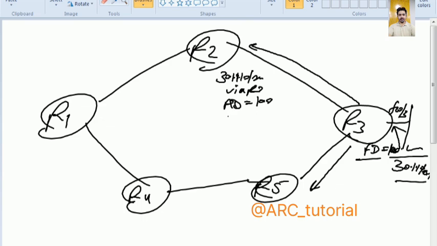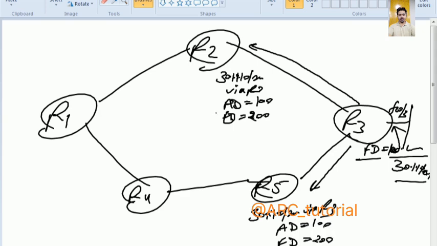Now it will calculate its total metric as well, which is known as FD. Let's say its FD has now become 200, right? Now R5 will also receive this update from R3. So it will also say that it can reach 30.1.1.0/24 via R3, and its advertised distance is, let's say, 100, and FD is also, let's say, 200.